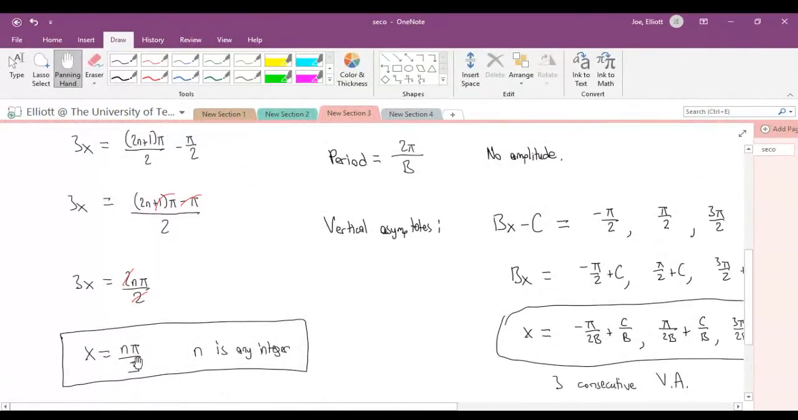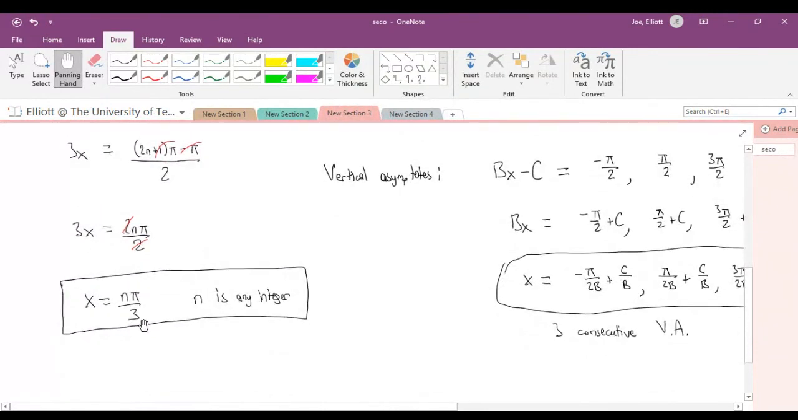And then if you specifically wanted 3 consecutive vertical asymptotes, what you could also do at this point is just plug in 3 consecutive integers to get 3 consecutive vertical asymptotes. So that gets us the vertical asymptotes.